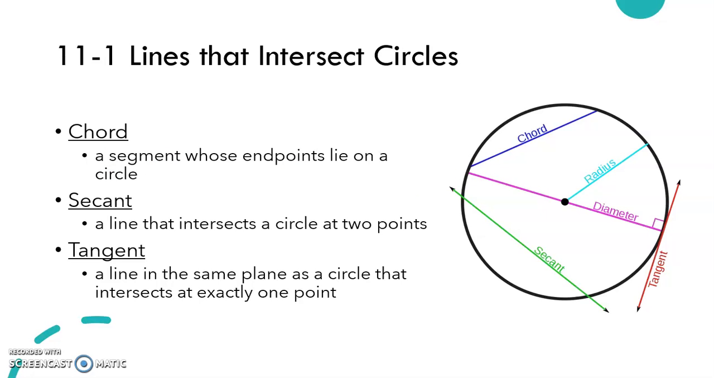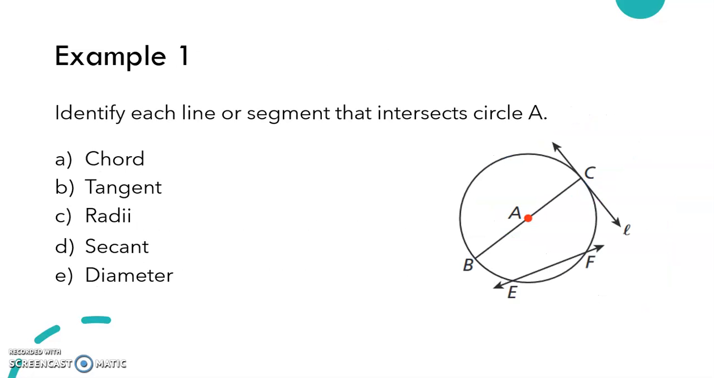So let's take a look at an example of labeling with these term words. In example 1, we're asked to identify each line or segment that intersects circle A. So we need to find a chord, the tangent, the radii, the secant, and the diameter. So we have to name as many segments on the circle that apply. Okay, so see if you can do that and then press play to see what I got.